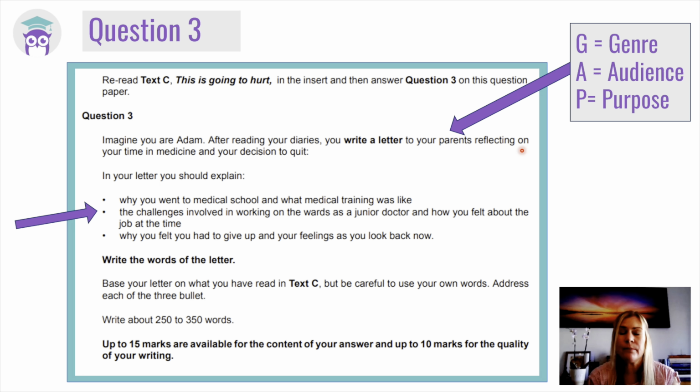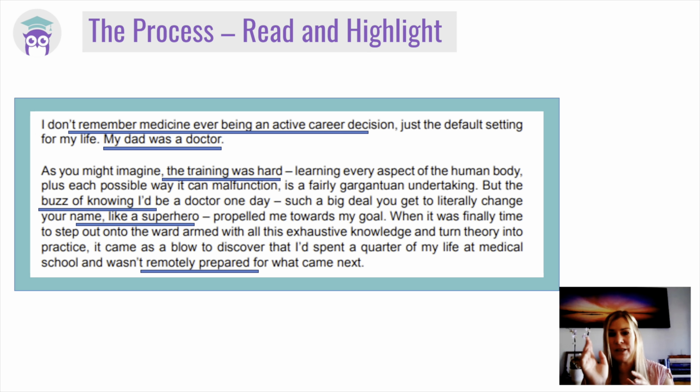So you might use three different colour pens, or you might put an underline and then one, two and three, or A, B and C to indicate which bullet point you are coding. You might use a squiggly line and a straight line and a circle, however you want to do it, but make sure that on that read through, you are finding the information that you're going to need.